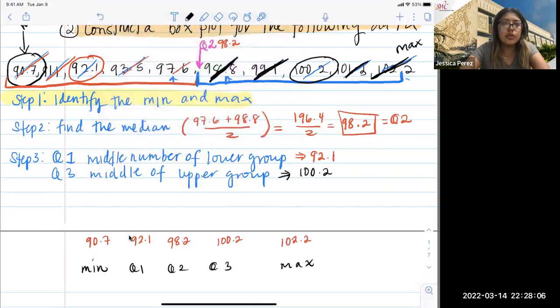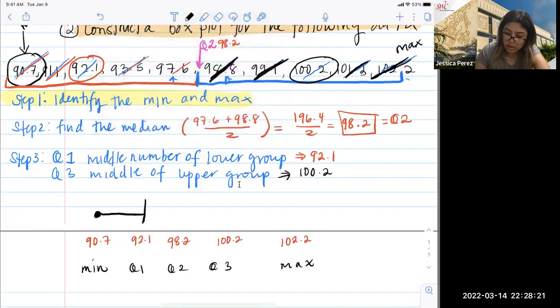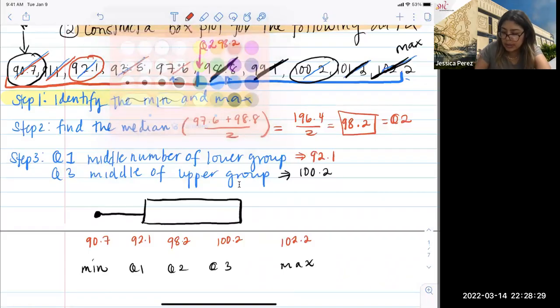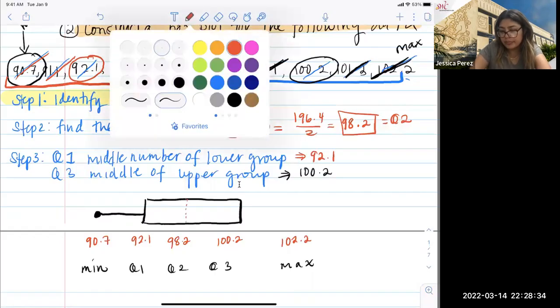So then to do the quartile and whisker box plot, you're going to put a dot here, like a whisker. You're going to go on to Q1. You're going to draw a little cat, and then you're going to go all the way to Q3. And where Q2 is, you're just going to make a little dash, like so.